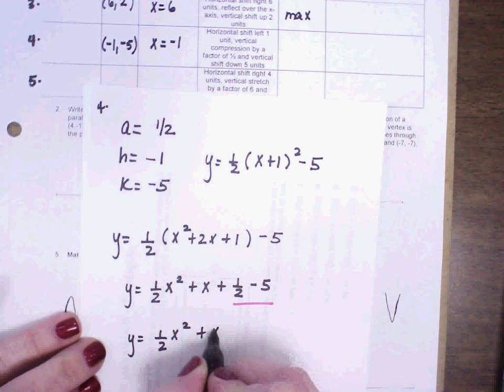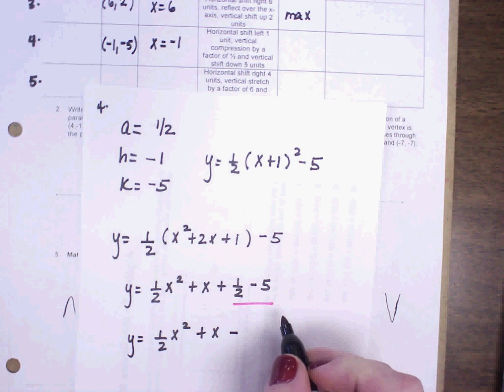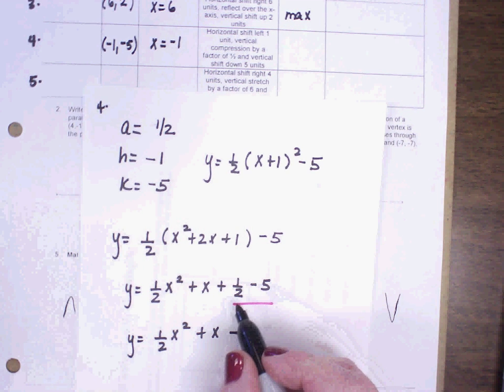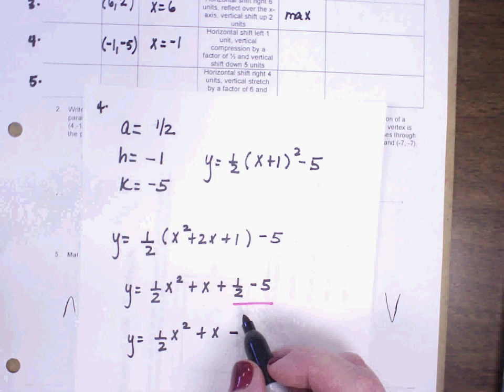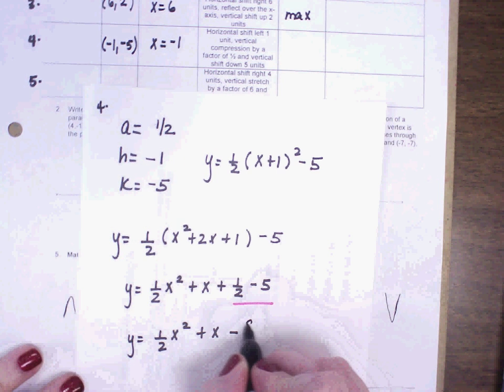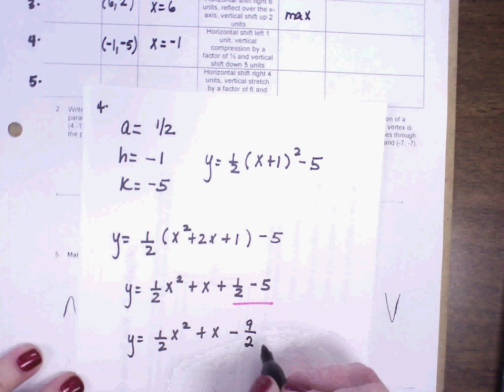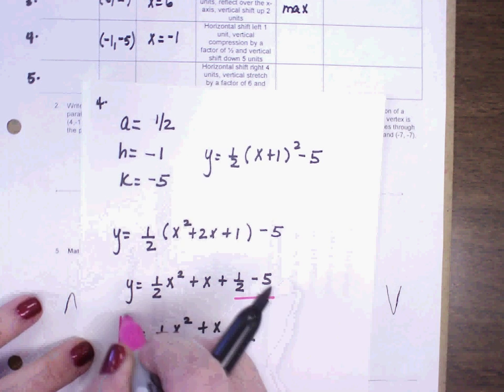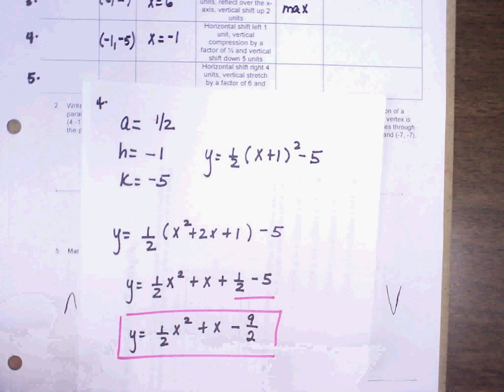So y equals 1/2 x squared plus x minus, so you take 5 and you take away a half, that will be 4.5, but I'm going to put it as a fraction. What is 4.5 as a fraction? 9 over 2, 9 halves? Yeah, we've done that before, right? We've done the 9 halves.